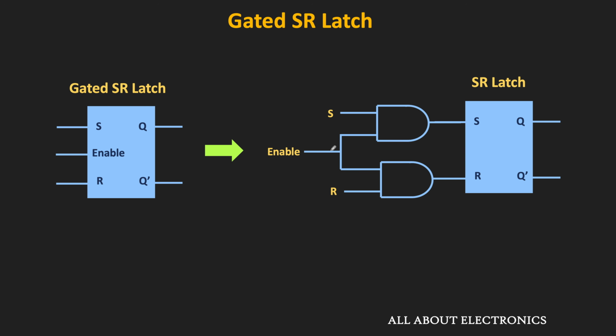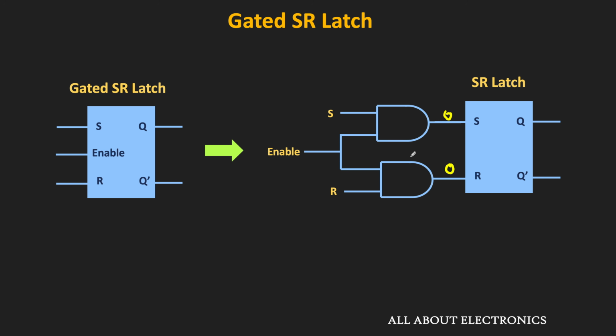As you can see over here, both S and R inputs to the latch are applied through the AND gates. So in this condition, if the enable input is low, then both the inputs of the latch will remain 0. And in that condition, the latch will retain its present state. Now when this enable input is high, then only these S and R inputs will reach the latch, and accordingly the latch will respond to those inputs.